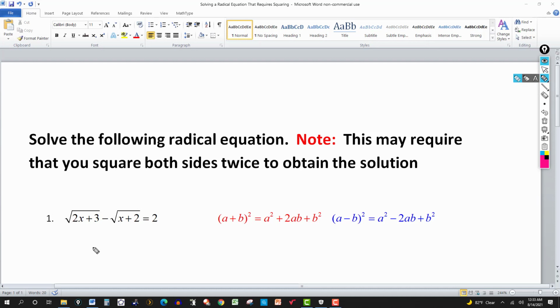One method I'm going to use here is I'm going to isolate one of the radicals. Since I have two, and in the example I just did, it was one radical, easy to isolate, but here I have two. So I'm going to leave the square root of 2x plus 3 where it's at, and then I'm going to move the second radical over. That means I'm going to add the square root of x plus 2 to both sides. So this side will become 2 plus the square root of x plus 2.